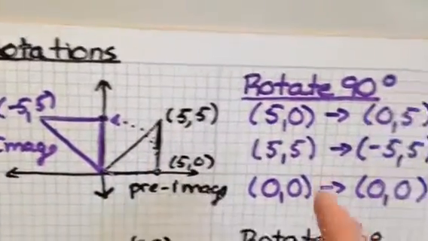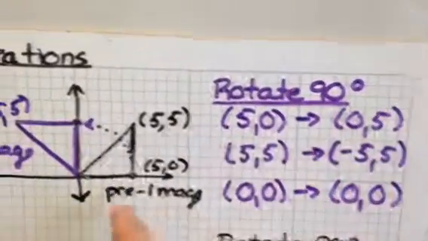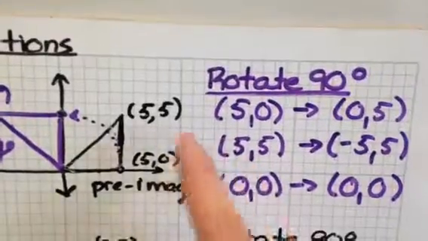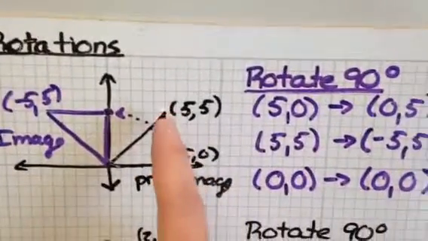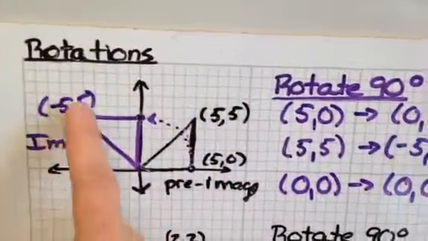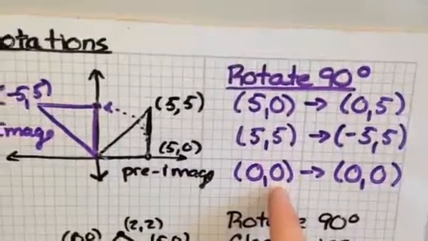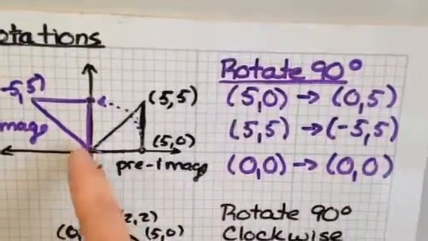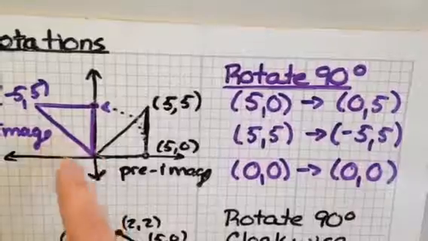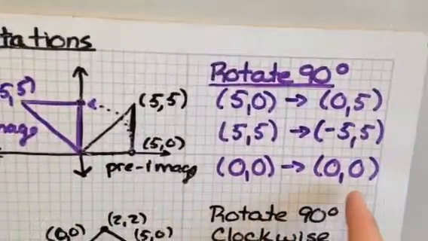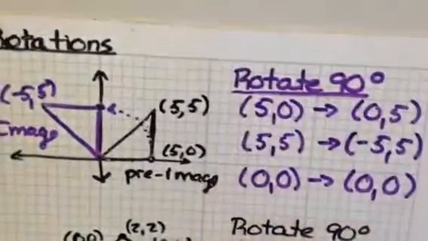So once I rotate it, that 5, 0 point becomes 0, 5. The 5, 5 point becomes -5, 5. And the origin, which didn't move, or which is where we rotated around, doesn't move. So 0, 0 stays 0, 0.